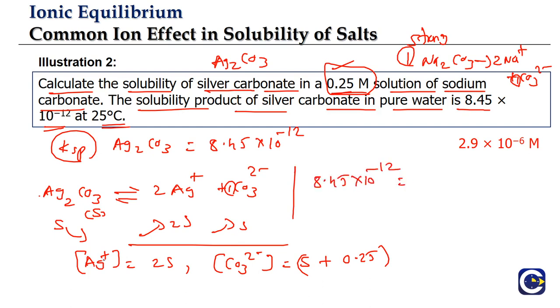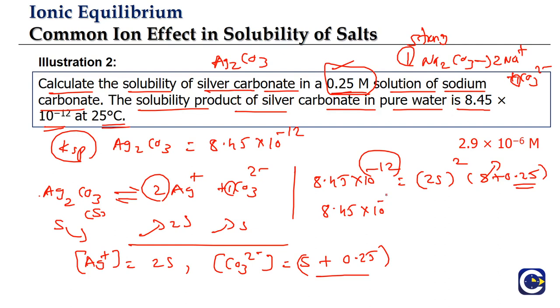Okay, Ksp is equal to Ag plus concentration power 2. Why power 2? Because the factor here is 2. Means (2S) square into carbonate ion concentration power 1, means simply carbonate ion concentration. What is carbonate ion concentration? S plus 0.25. So here if you look at the Ksp value, the order is 10 power minus 12. And what is the concentration of carbonate ion coming from the Na2CO3? 0.25. Means the S value will be small in comparison to 0.25. So we can neglect the value of S when we are adding it to 0.25.